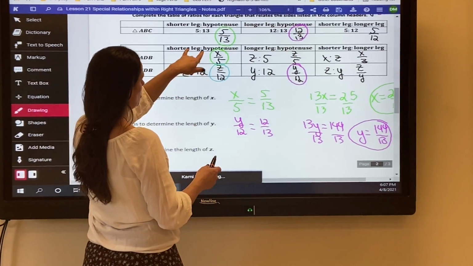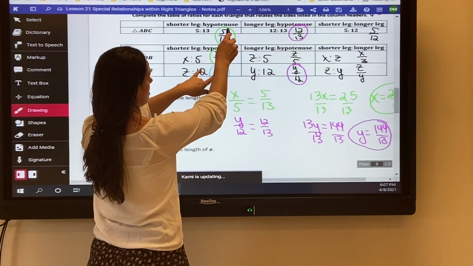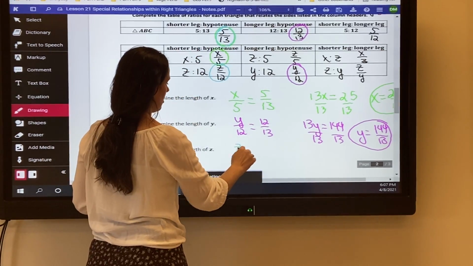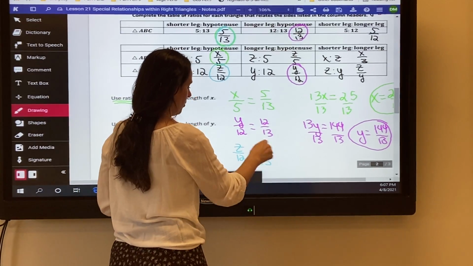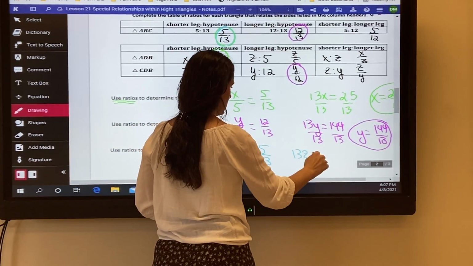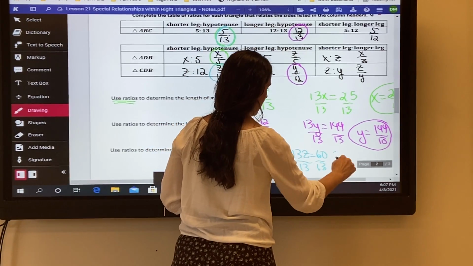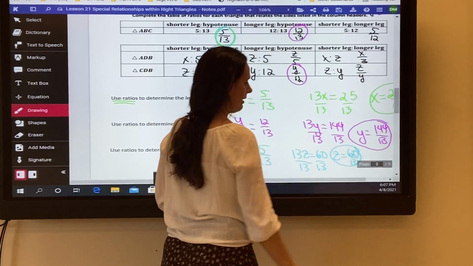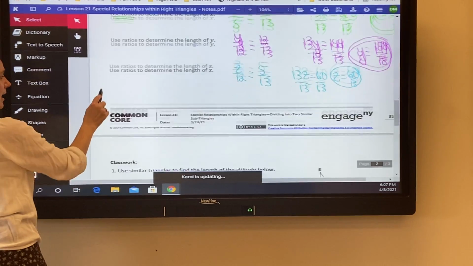So if this is a short leg to hypotenuse ratio, we're going to find another short leg to hypotenuse ratio to set it equal to. So that would be that same 5 over 13, because then we can go z over 12 equals 5 over 13. We can cross multiply with 13z equals 60, divide out the 13, and then z would equal 60 over 13, and then there's our answer. Okay, so let's try a few more problems with this to get the hang of it.